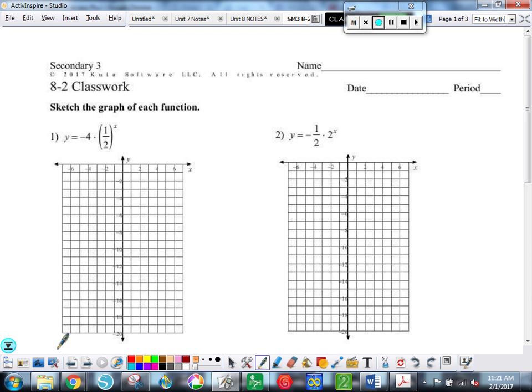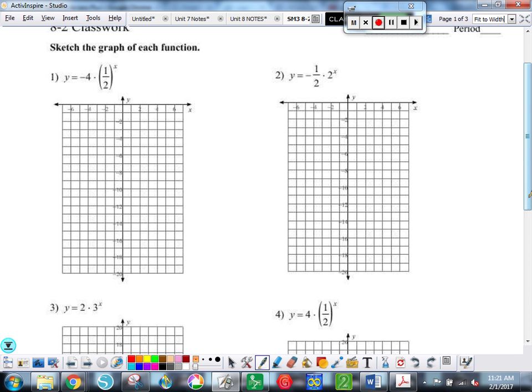Are you okay with the first page? Any questions with page 1? Problems 1, 2, 3, or 4? Okay, which one? Number 2. Okay, number 2. Where is my y-intercept? At -1/2.